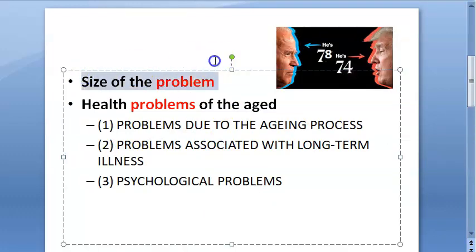Then they will ask you what is the size of the problem. Let us see the size. In Italy and Japan, they have the highest proportion of old persons in their country. But in India, it is not that much of old people. Anyways, do you know the life expectancy at birth? 70 years. But what is it in India as of now?